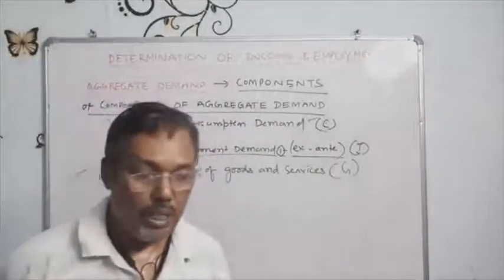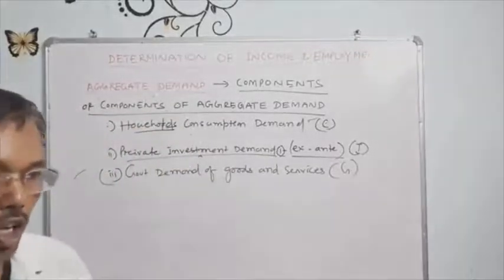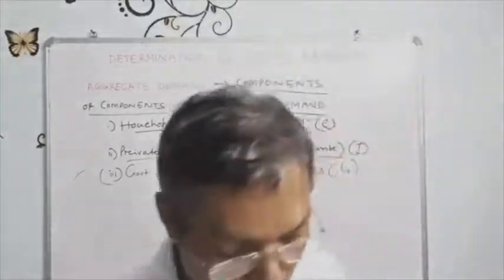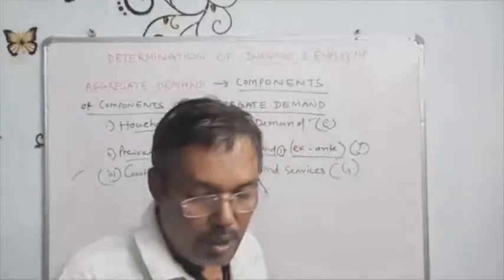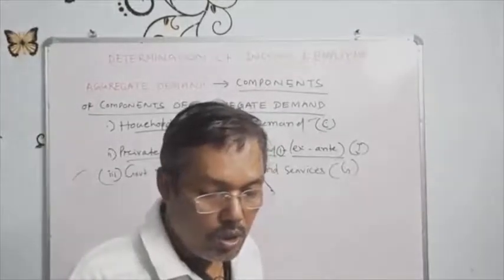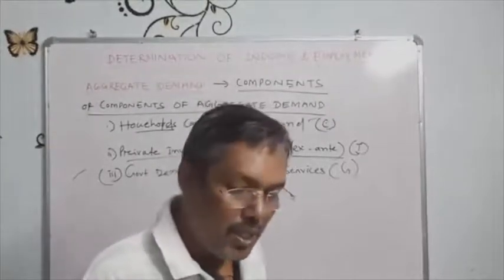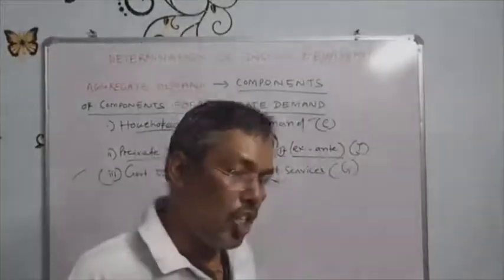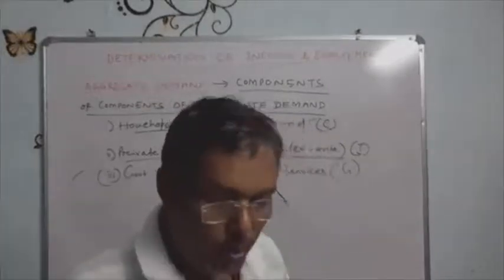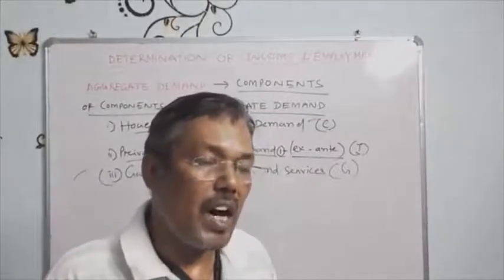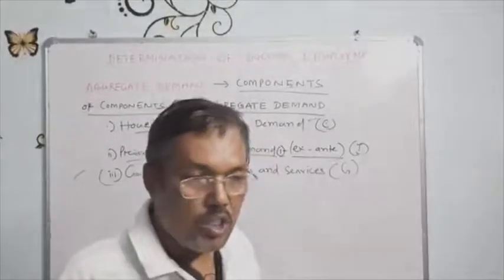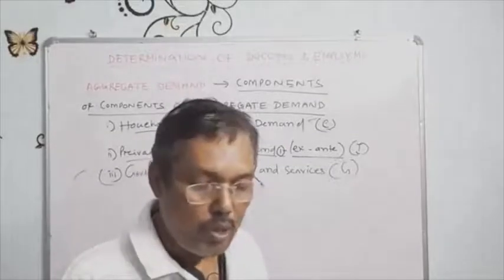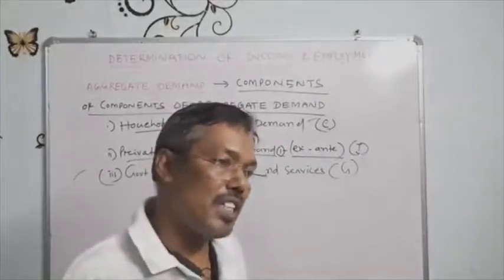Dear students, you already know that the government also spends money for consumption and investment purposes. Suppose the government demands social welfare or, for the protection of the citizens of our country, we need defense arms and equipment. These kinds of expenditures incurred by the government are known as government demand for goods and services.